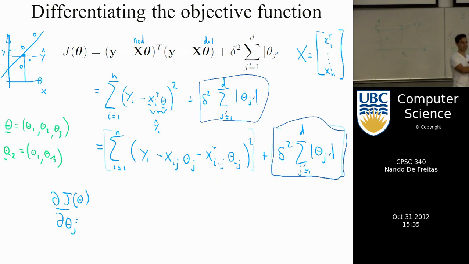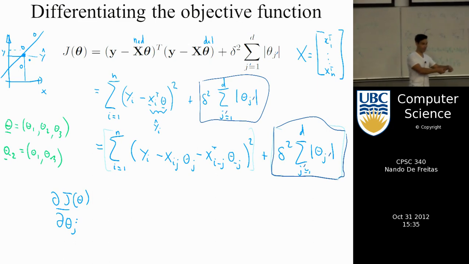Let's say that d is equal to 4. In that case, after I finish updating theta 4, I'm going to go back and do theta 1 again. And then theta 2, and then theta 3, theta 4. And I'm going to iterate many times like this. Does it always converge? In this case, it converges. I will not give you the proof of convergence.